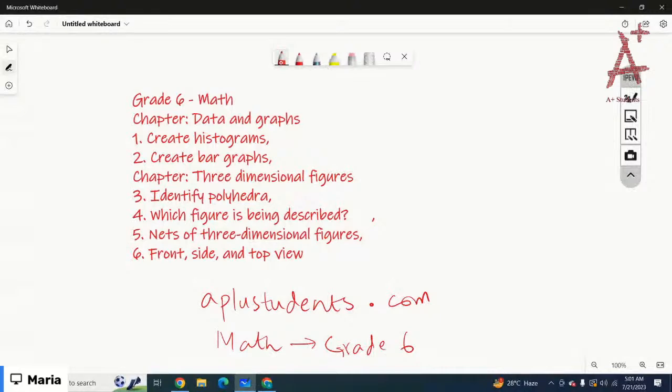We're going to start with the chapter data and graphs. The lessons we're going to cover from the chapter are create histograms and create bar graphs. Then we're going to start the chapter three-dimensional figures, and the lessons we're going to cover are identify polyhedra, which figure is being described, of three-dimensional figures, and front, side, and top view. So let's just start the lesson.